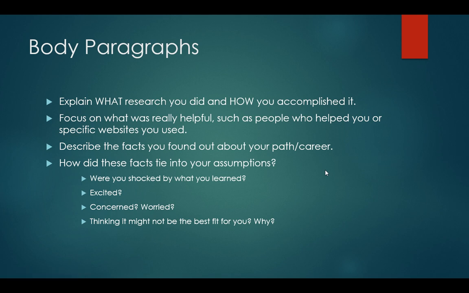Was there certain people you talked to? Was there specific websites you used? And then you're also going to give the specific facts that you found out about your pathway. So what did you find out about that college and that university? What did you learn about life there? What did you learn about what programs they offer?